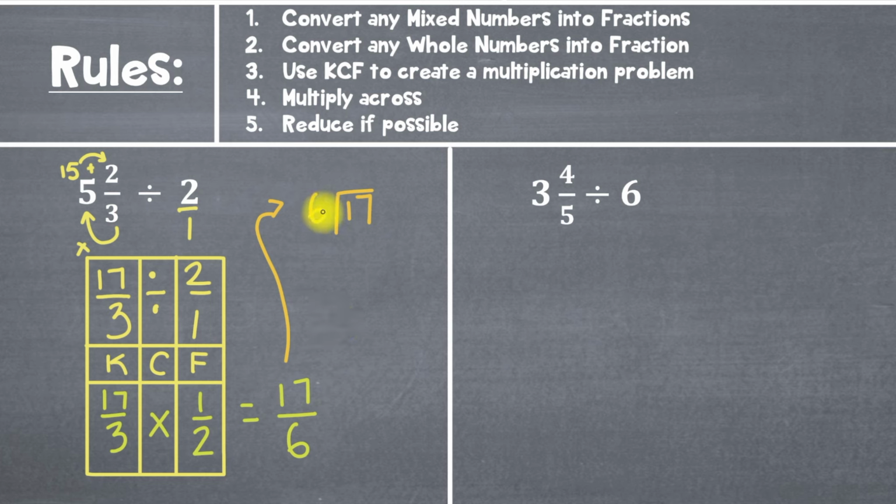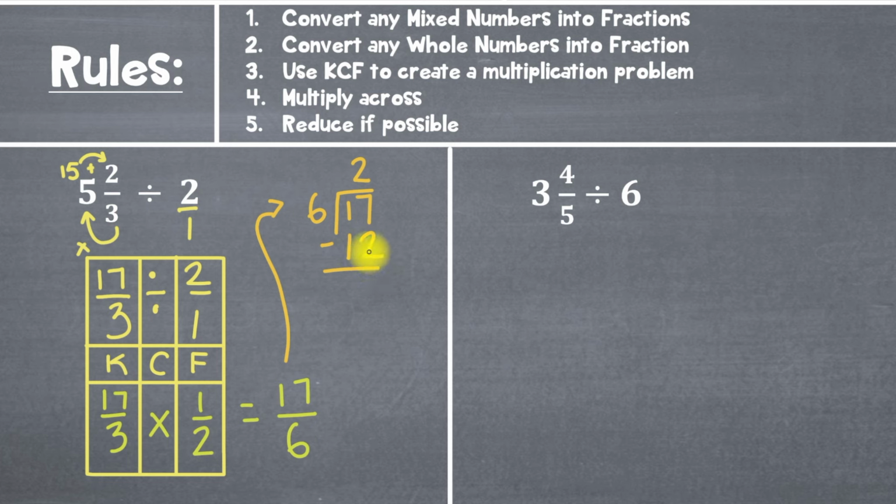So how many times can 6 go into 17 without going over? Well, that would be twice. And what's 2 times 6? Well, that's 12. So now that I have that, I can subtract this.